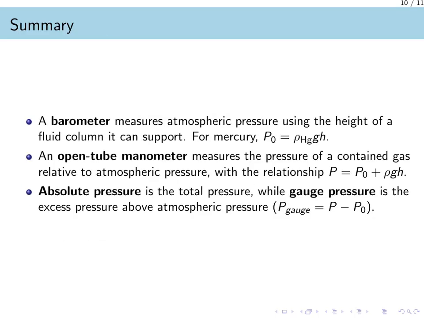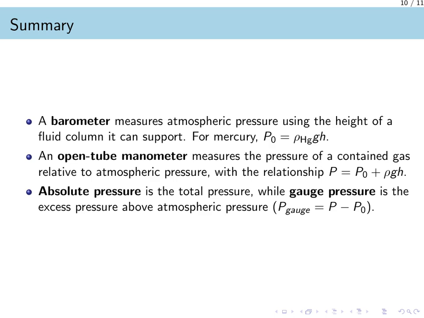Let us summarize the key ideas we have just covered about measuring pressure. First, we saw that a barometer measures atmospheric pressure by balancing it against a column of fluid, like mercury. The atmospheric pressure, P0, is calculated as the fluid's density ρ times g times the column's height h. Second, we looked at the open tube manometer, which measures the pressure of a contained gas, P, relative to the atmosphere. Here, the absolute pressure of the gas is equal to the atmospheric pressure plus the quantity ρgh.